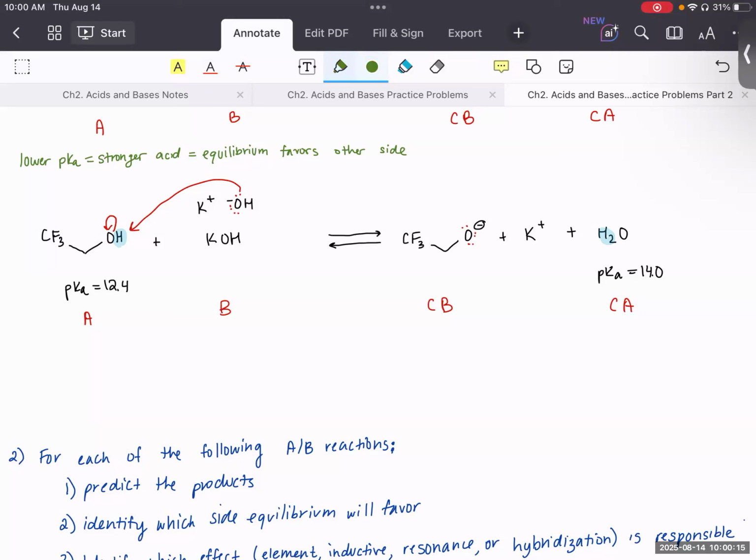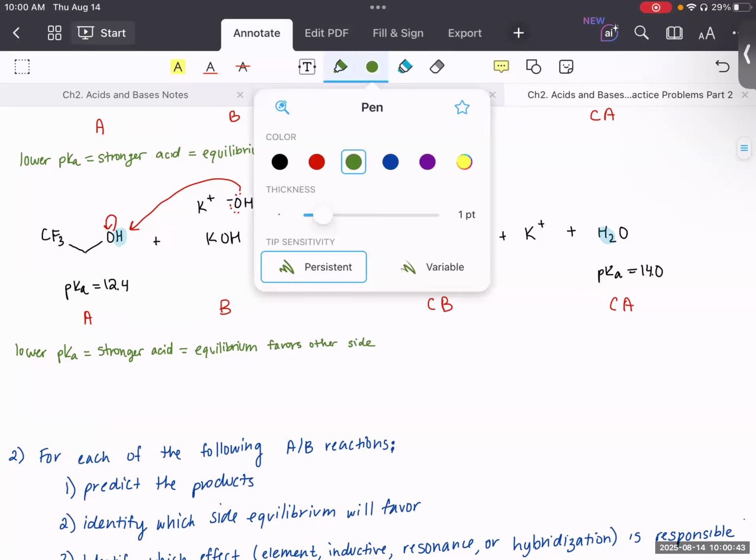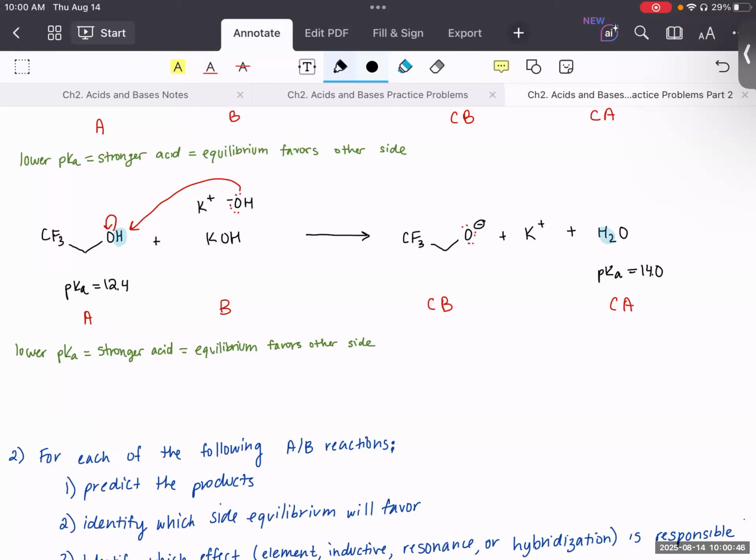Now we want to determine which side equilibrium favors. And so similar to the previous one, we want to determine which one has the lower pKa, because a lower pKa means you are a stronger acid. And if you're a stronger acid, I kind of think of it like you're pushing it to the other side. And so the equilibrium favors the other side, or the one with the higher pKa. And so similar to that previous question, we can redraw those equilibrium arrows to show a longer arrow going to the right and a shorter arrow going to the left.